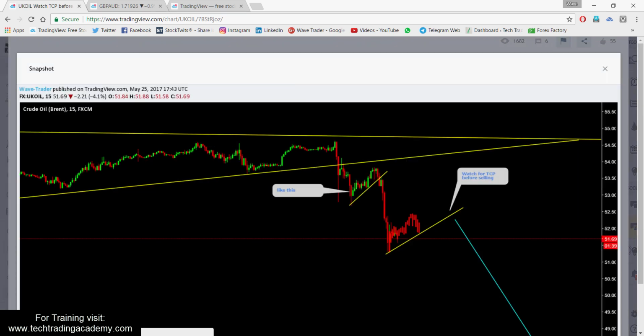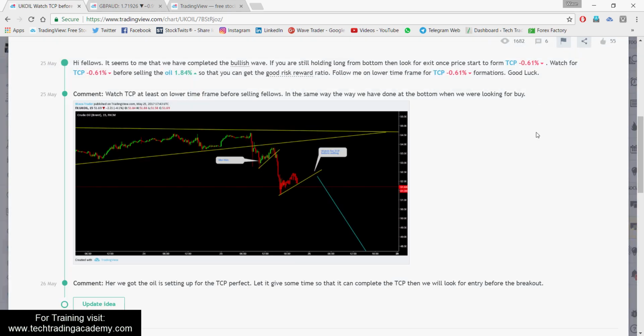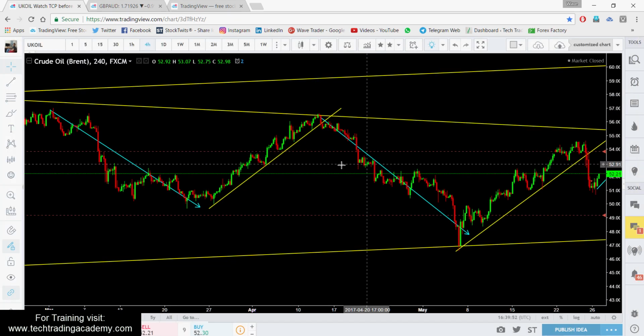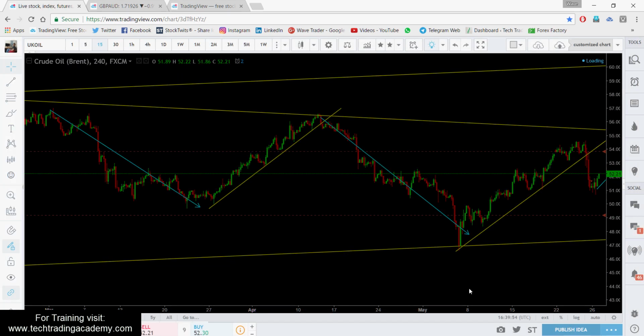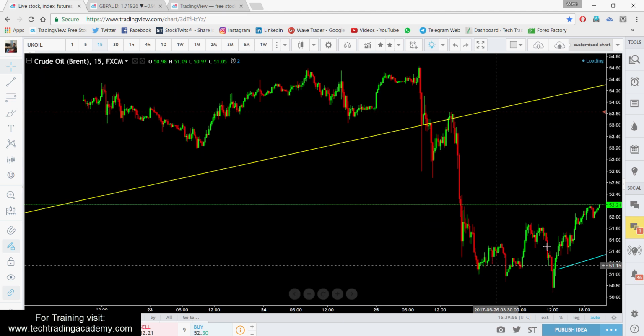So here what I was anticipating is another continuation formation. That is the place where we're gonna look for a sell, in the same way we have done on pound yen and Australian and USD yen. So let's look at the lower time frame.